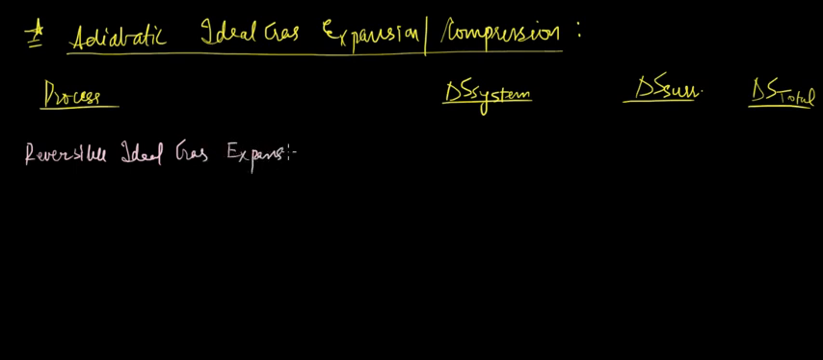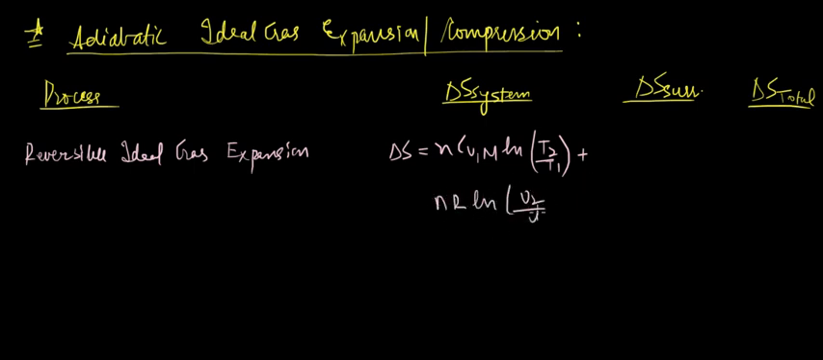Okay, and delta S system for it would be n C_vm ln T2 upon T1 plus nR ln V2 upon V1. This formula we have already discussed and derived in the previous lectures.